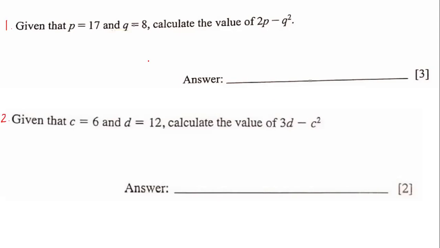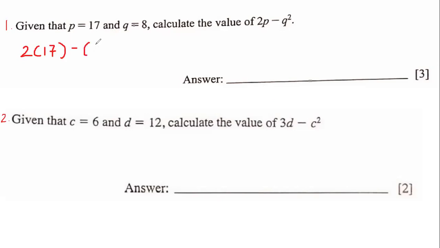Okay. All right, let's answer number 1. So number 1, we have 2p. We know that p is what, 17? So 2 times what? 2 times 17 minus q squared. Q is what?